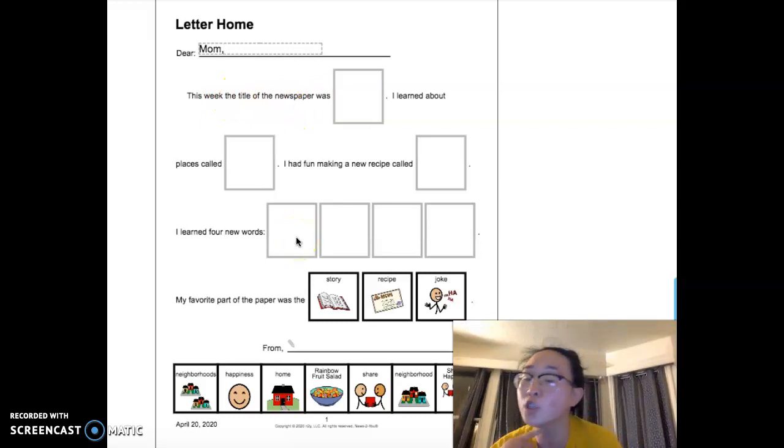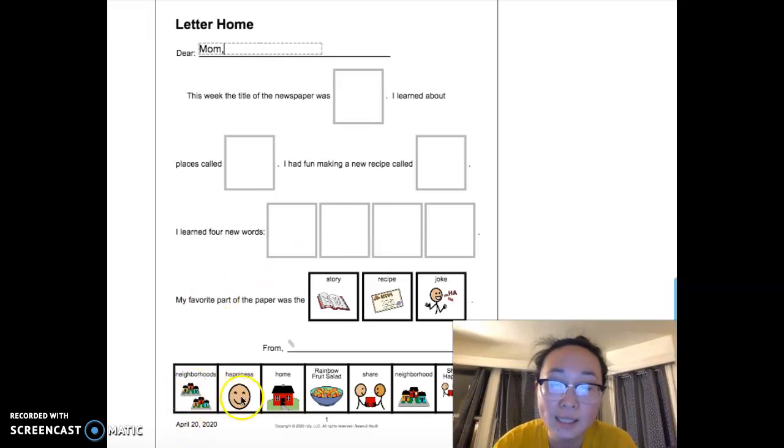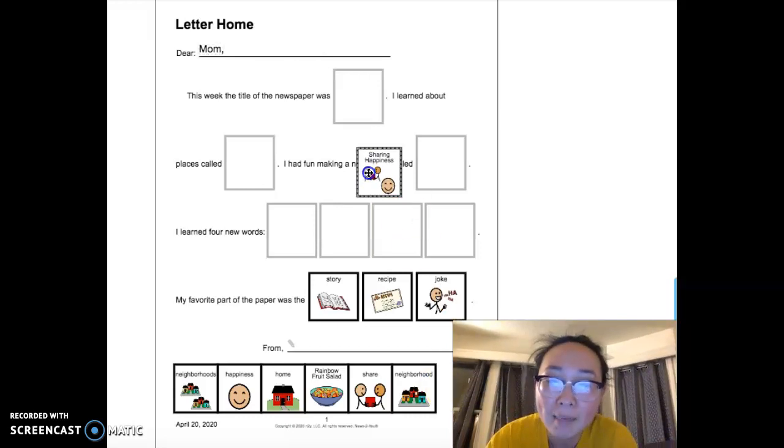What was the title of our newspaper? If you don't remember, you can refer back to the article. Was it neighborhoods, happiness, home, rainbow fruit salad, share, neighborhood, or sharing happiness? The title of the newspaper was Sharing Happiness.